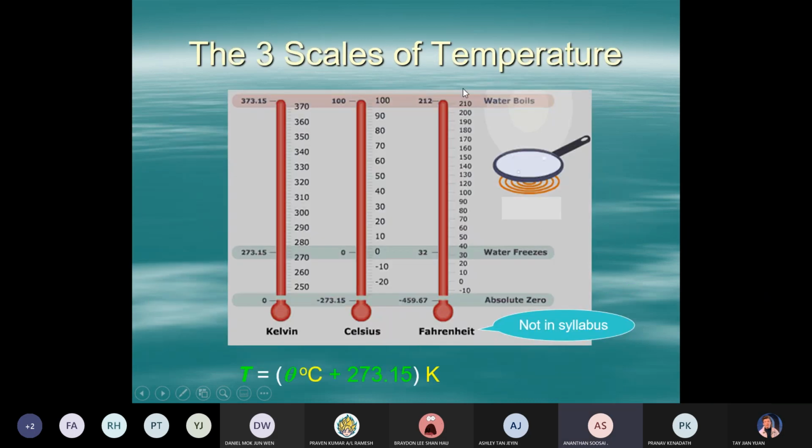Now recall back. You should know how to change Kelvin to degree Celsius and Celsius to Kelvin. To change degree Celsius to Kelvin, just add 273.15. Don't use 273 only, use 273.15. These are the three scales circulating now. Any questions so far?